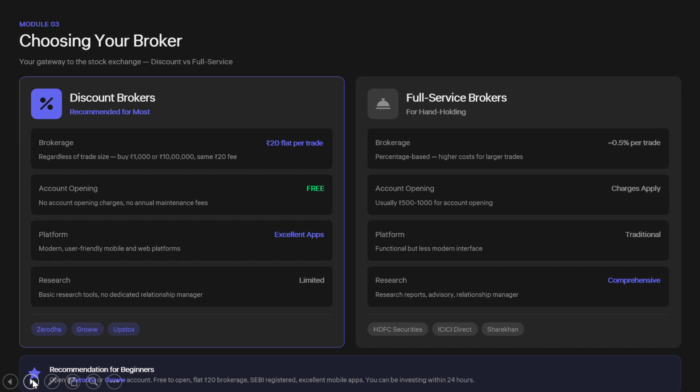For most of you watching this, my recommendation is simple. Open a Zerodha or Grow account, free to open, flat 20 rupees brokerage, SEBI registered, excellent mobile apps. You can be investing within 24 hours.